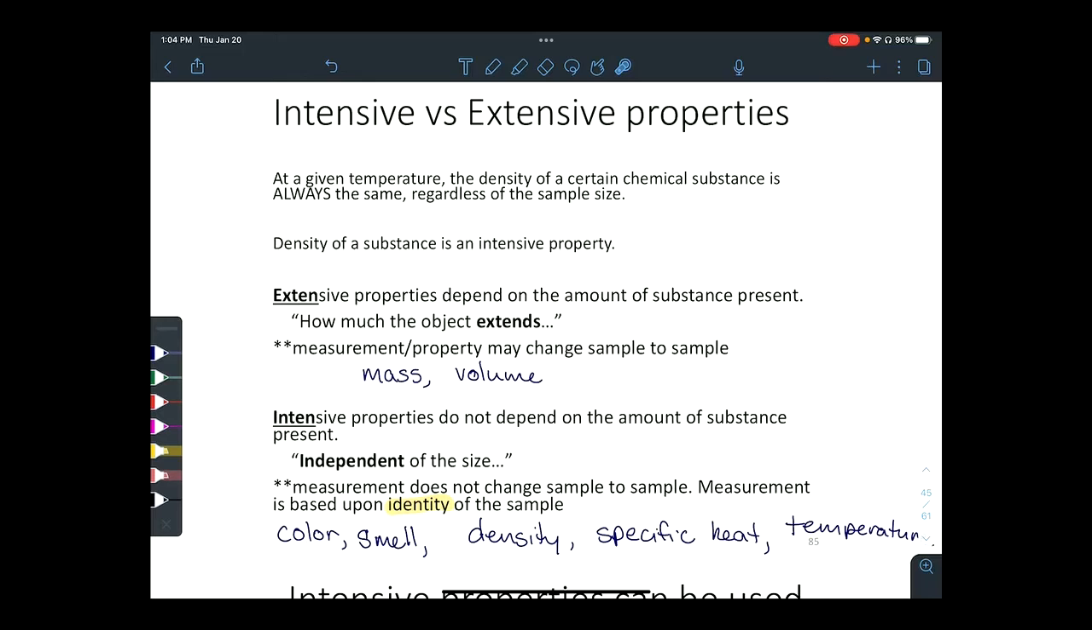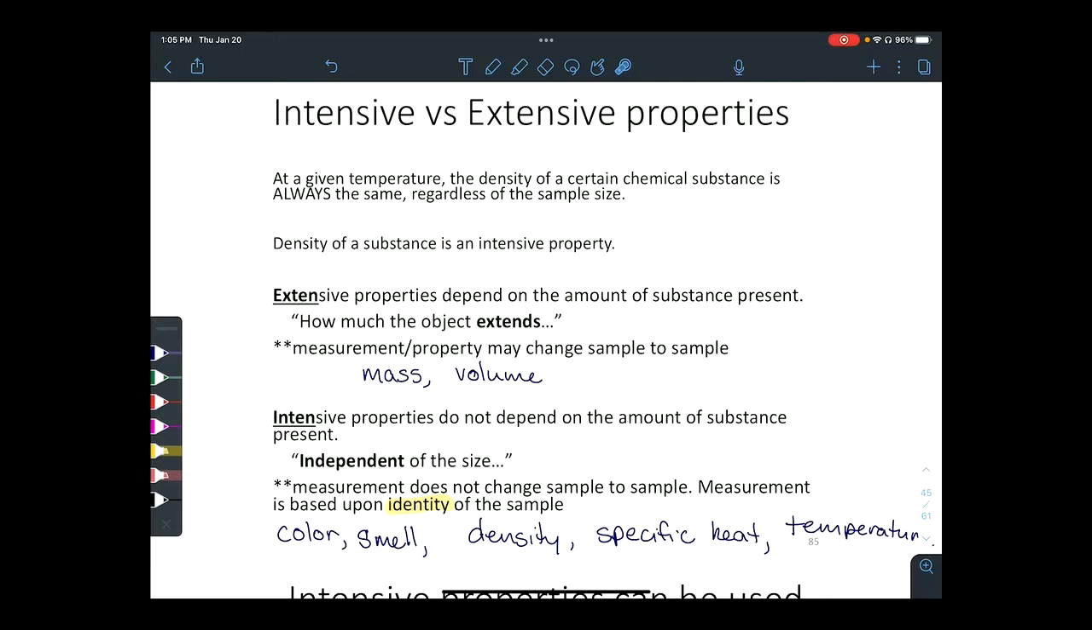Intensive properties help us identify things. Other types of intensive properties, or properties that don't change based upon the amount of stuff you have, is like color, right? If you have a sliver of gold and a block of gold, color doesn't change.